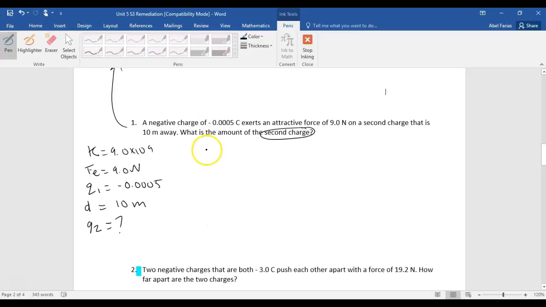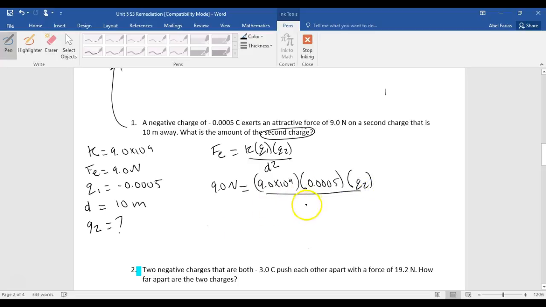So again, we work with our equation. So Fe is equal to K times Q1 times Q2 divided by distance squared. Now, here, it's just plugging in our knowns and unknowns. So we know that Fe is 9.0 newtons is equal to K, which is 9.0 times 10 to the 9th, times Q1, which is 0.0005, times Q2, which we don't know what it is, that's what we're trying to find, divided by distance squared, so 10 squared. Now, again, we're going to want to simplify the top and simplify the bottom.